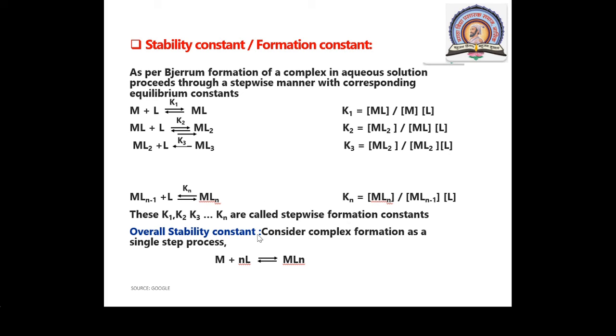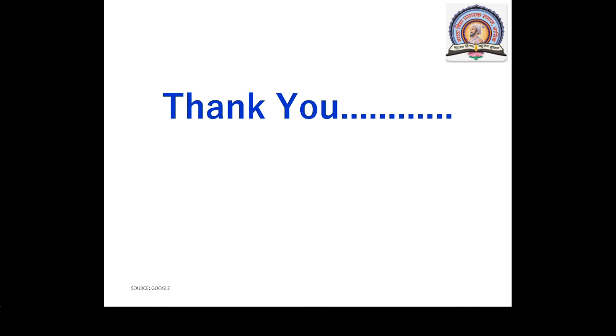So the overall stability constant is for M + nL gives MLn. Okay, this is nothing but the stability constant for your complexes, apart from the stepwise formation constants. Okay, student, so in today's lecture we have discussed stability of complexes. After that, thermodynamic and kinetic stability. Next, inert and labile complexes. After that, stability constant. So student, here we have finished our today's topic.